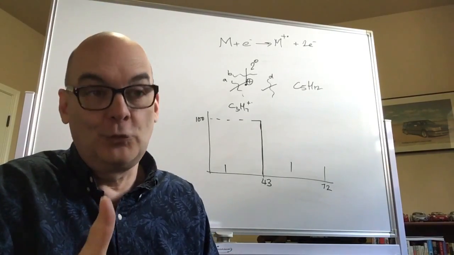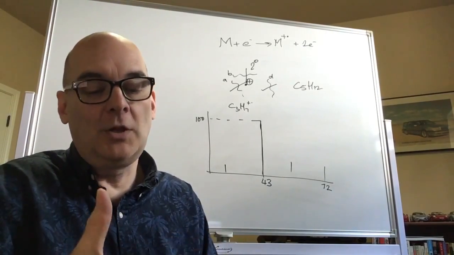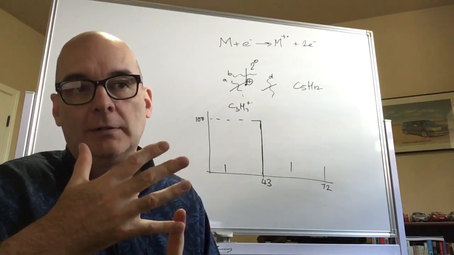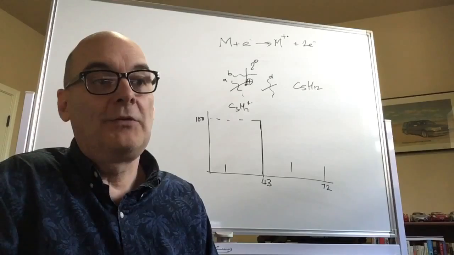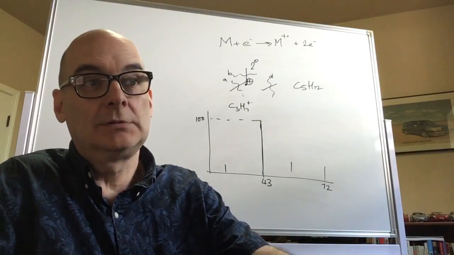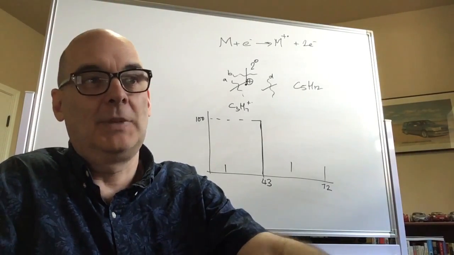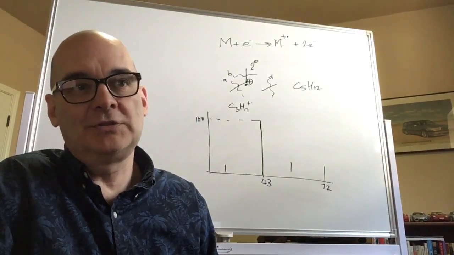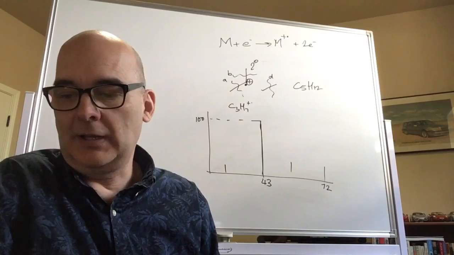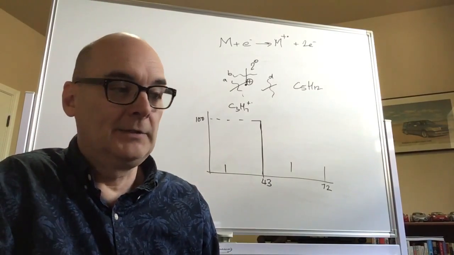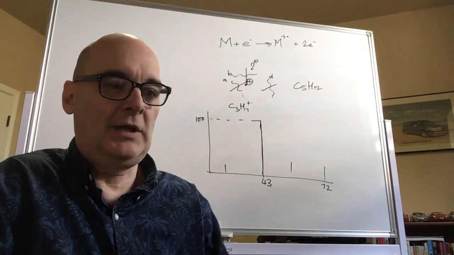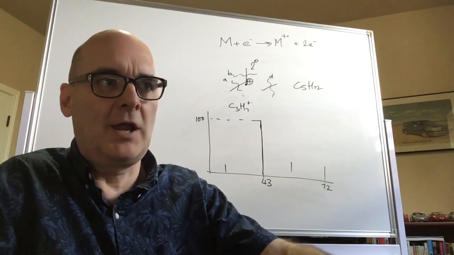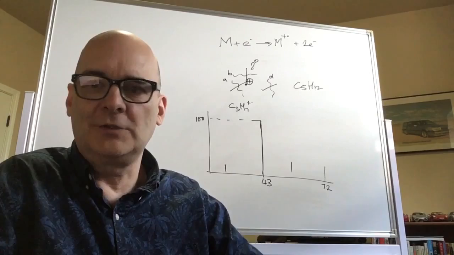It's called the nitrogen rule, that if your molecule contains an even number of nitrogen atoms, then the nominal mass of your molecular ion will be an even number. And if the nitrogens in your molecule are an odd number, then you get an odd numbered molecular ion, you get an odd numbered fragmentation pattern. Okay.